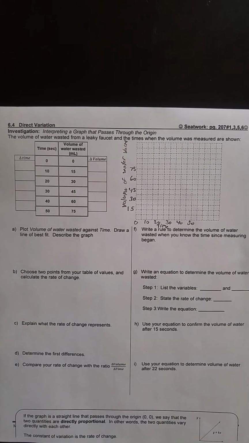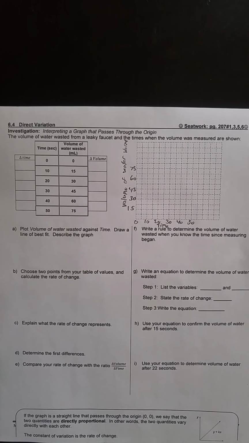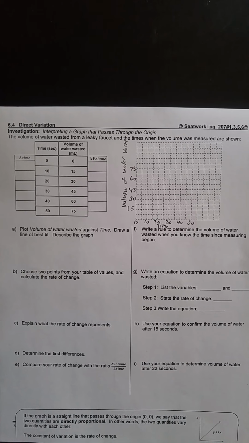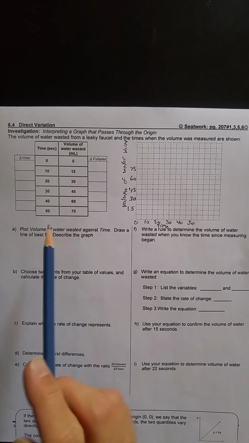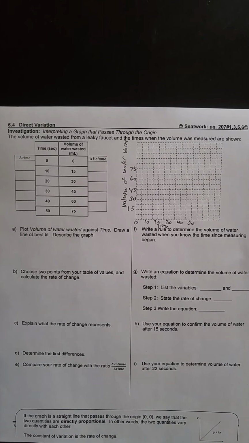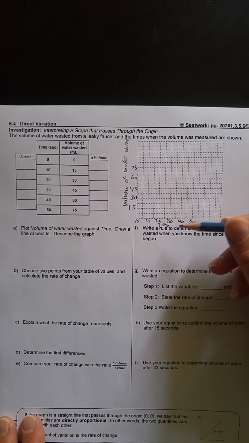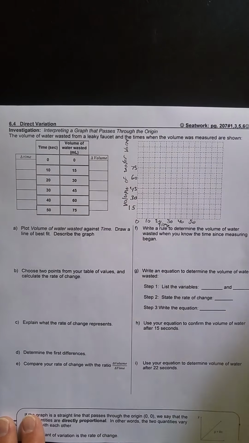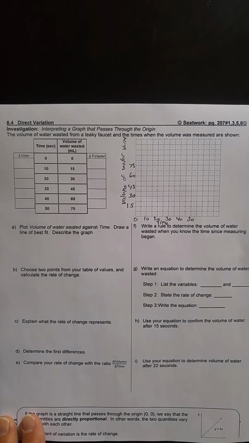Here's lesson 6.4. We're going to be interpreting a graph that passes through the origin. The volume of water wasted from a leaky faucet and the time when the volume was measured are shown. So we have a chart here, we have a graph. First thing we have to do is plot the volume of water wasted against time, with time on our x-axis and volume on our y-axis.